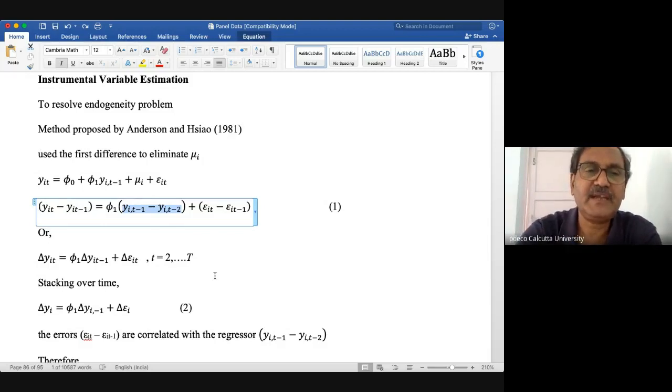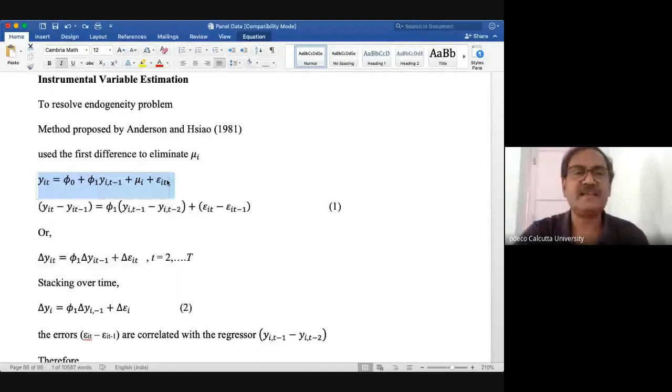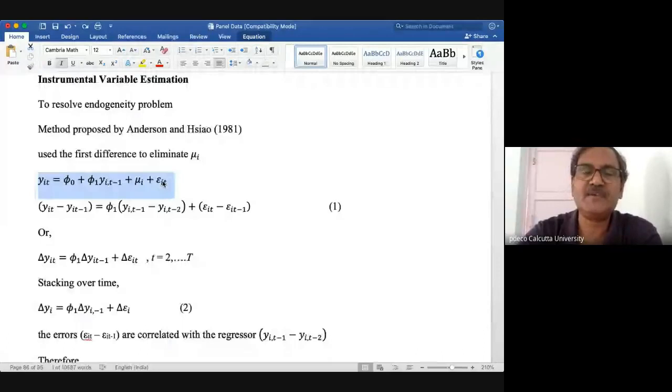তাহলে এন্ডোজেনিটি প্রবলেমটা এইভাবে মডেলে ইন্ট্রোডিউসড হচ্ছে। আমি ডাইরেক্টলি বলতে পারবো না যে আমার রিগ্রেসরের সাথে এপসিলন রিলেটেড। রিগ্রেসরের সাথে এপসিলন রিলেটেড নয় এখানে। কেন? কারণ এপসিলন হচ্ছে আমার কারেন্ট পিরিয়ডের শক। আমি যদি আজকে একটা শক ইম্পোজ করি ইকোনমিতে, তাহলে তার এফেক্টটা ফিউচারের দিকে যাবে, পাস্টের দিকে তো আসবে না। Therefore, epsilon it is not correlated with yit minus 1 logically.